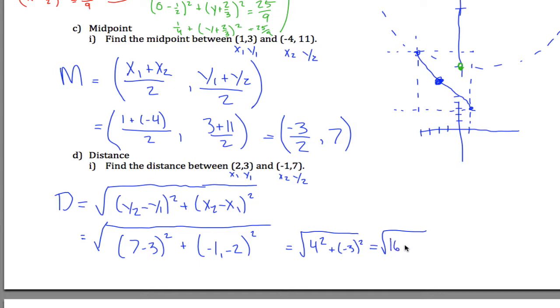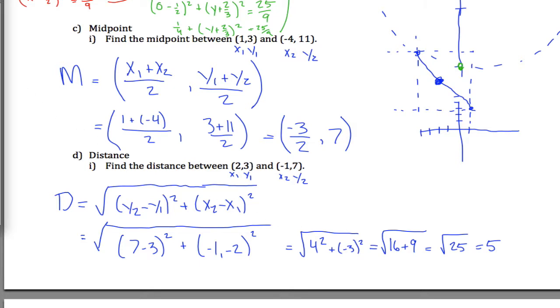4 squared is 16. -3 squared is +9. 16 plus 9 is 25. What I'm getting is that the distance between these 2 points is exactly 5. As long as you can memorize this formula and do the arithmetic in here, you can get the right answer.